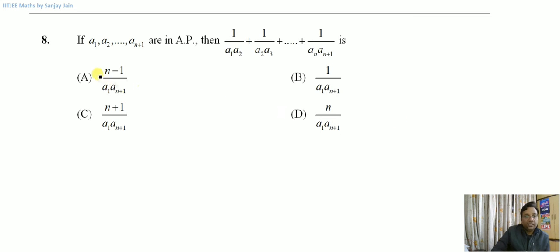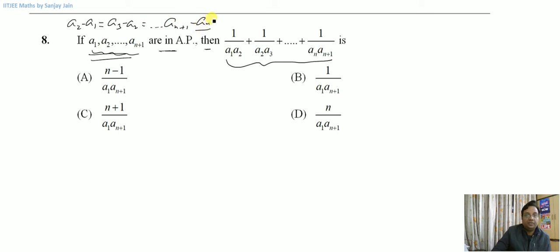Let's look at this one. These are in AP, and we need to find this sum here. If these terms are in AP, then we can say A2 minus A1 is equal to A3 minus A2 is equal to A(n+1) minus An. This is what we know, and it is equal to some common difference. Let us take it as d. I am doing that because this expression can be solved by bringing it into a difference form. How do I do that? Let us focus on this first term only.